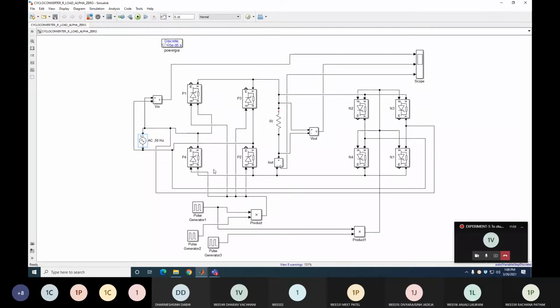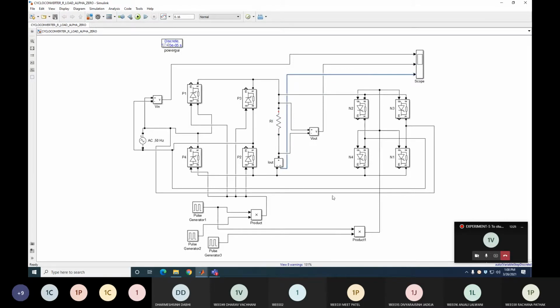Clear? So here I have already simulated the bridge fashion. You can see the 4 positive loop thyristors, 4 negative loop thyristors. In between them, I connect the resistive load. And across this resistive load, I measure the voltage by using this voltmeter. And in series, I put the ammeter to measure the current. So you can see in the scope, I measure 3 parameters. One is the supply voltage, which is the 50 Hz, 100 volt peak. Second is my output voltage, given by this voltmeter across the resistive load. And third one is the current flowing into this load resistance.